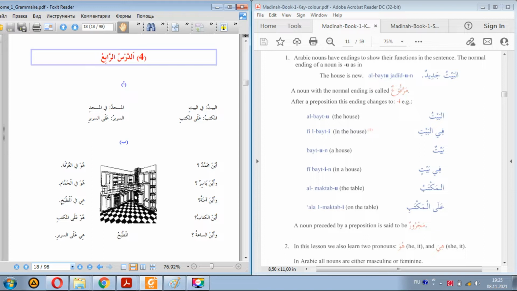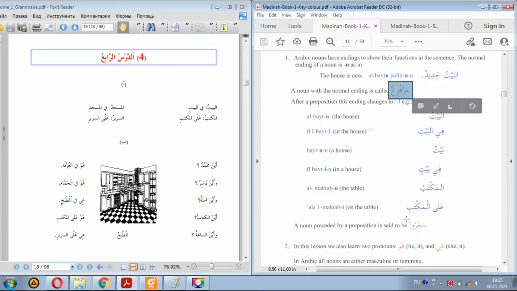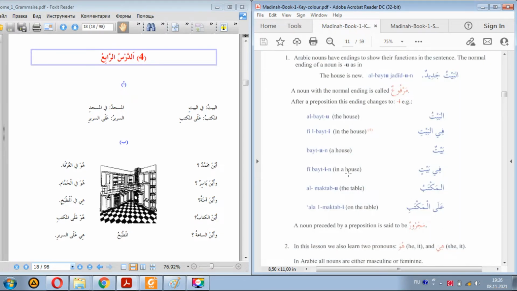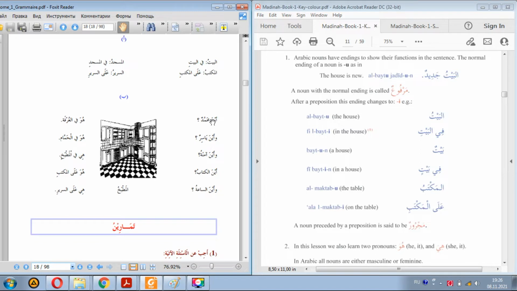I strongly recommend you to remember these terms like marfu'un and majrurun, because they are going to be used a lot in explaining other rules of the Arabic language. So it's marfu'un, and this is majrurun because the preposition came over and changed it. We also learned a new word, aina, where. Aina Muhammadun, where is Muhammad? Huwa fil ghurfati, he is in the room.